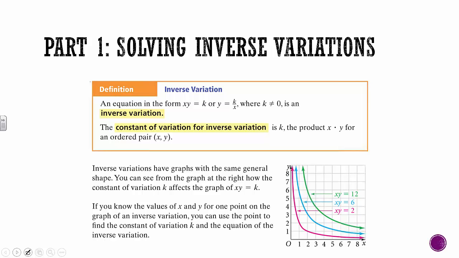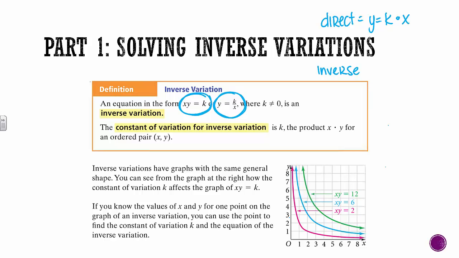An inverse variation looks like x times y equals k, or you can write it like this, y equals k divided by x. So remember, direct variation was y equals k times x. Inverse variation is y equals k divided by x. That's how I remember it. And you can also multiply by x on both sides to get the other form. That's where they get that from.